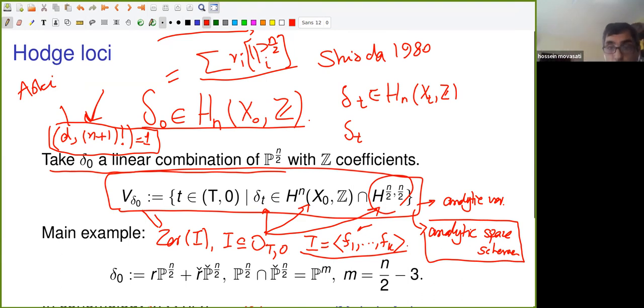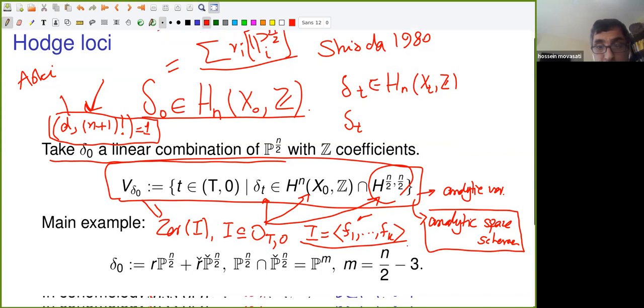Okay, my goal was to try to describe this V delta zero in an explicit way. At the end, I will focus on the sum of two linear cycles, and I did a lot of computations for many of these linear cycles. At the end of the day, it turned out that only this case is a kind of mysterious. And I want to tell you the story here.